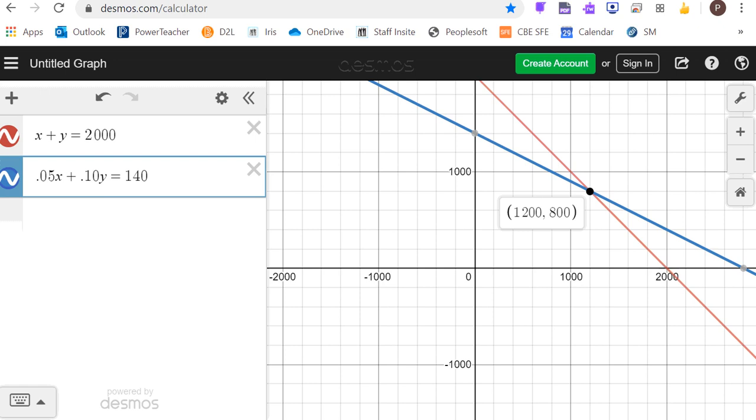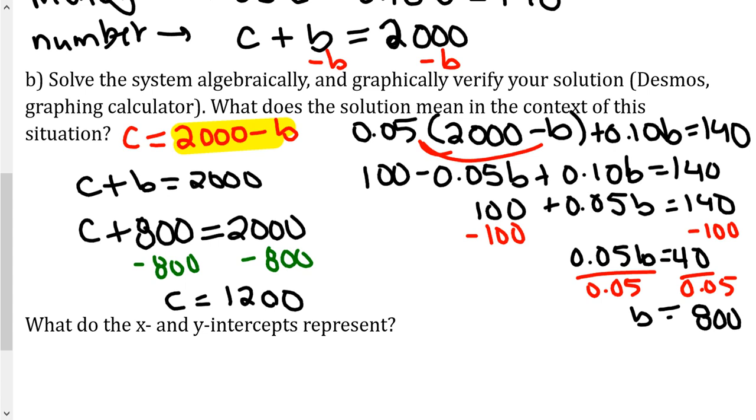Assuming that x, because that was what we put first, was our C value, so we had 1,200 cans. Our B, which we put second, which happened to be y, was our 800 value, our bottles value. And this is where they intersect. This is where they overlap. This is the only way, really, what this question is asking, that if you get $140 from the Bottle Depot, and you've turned in 2,000 items, it had to be 800 bottles and 1,200 cans.